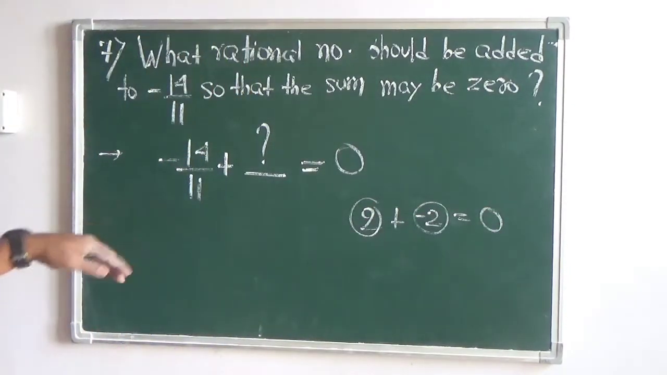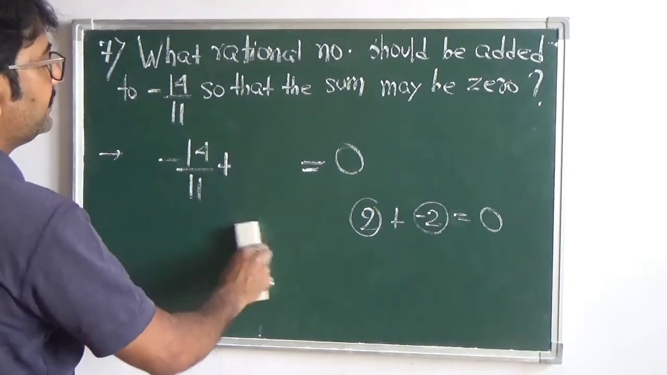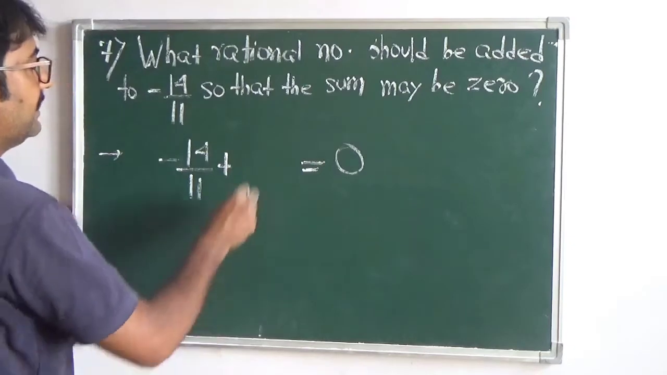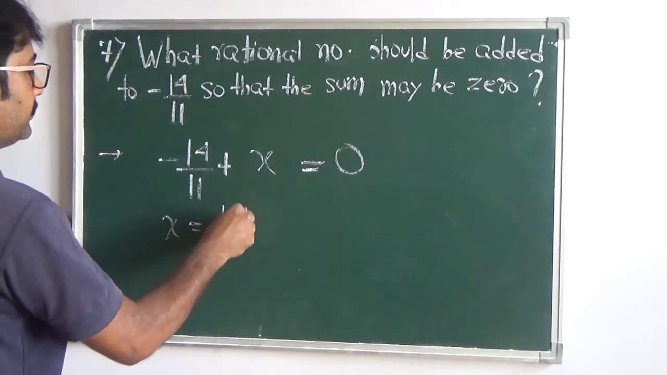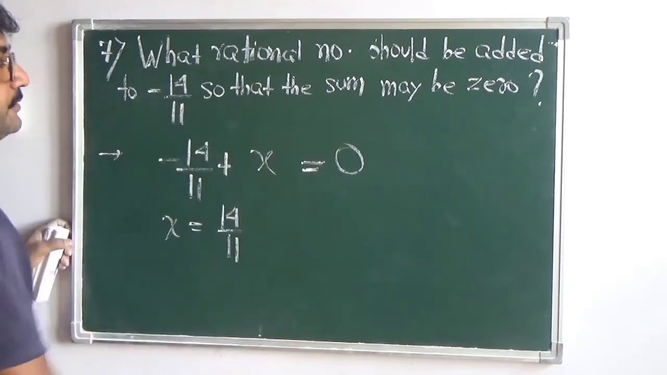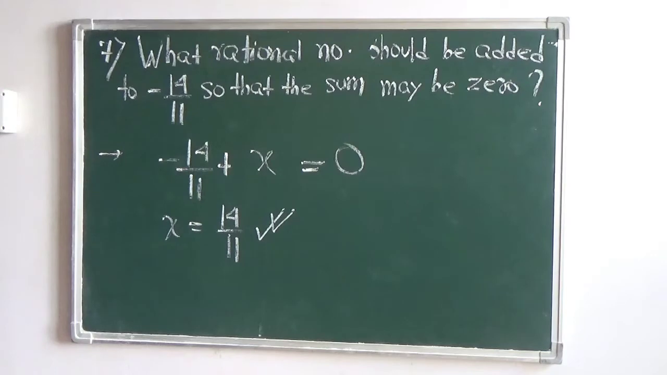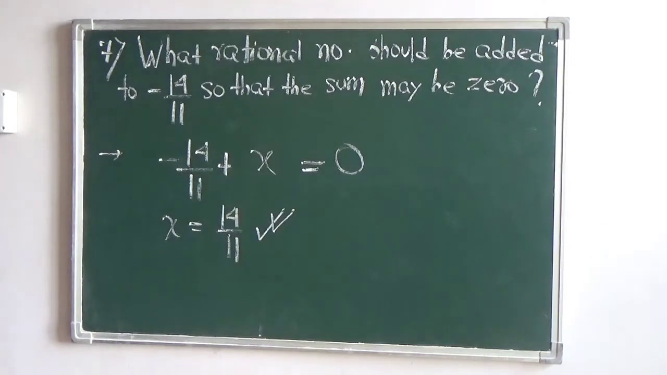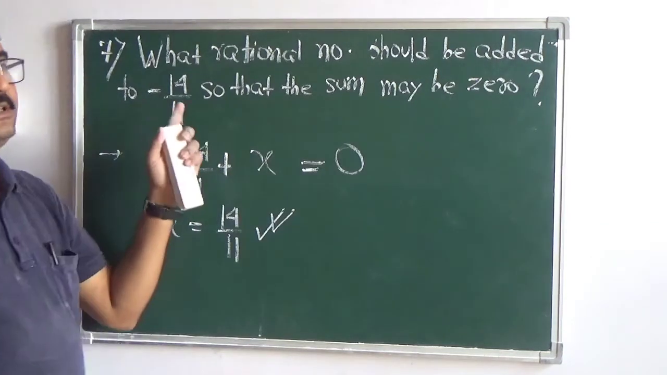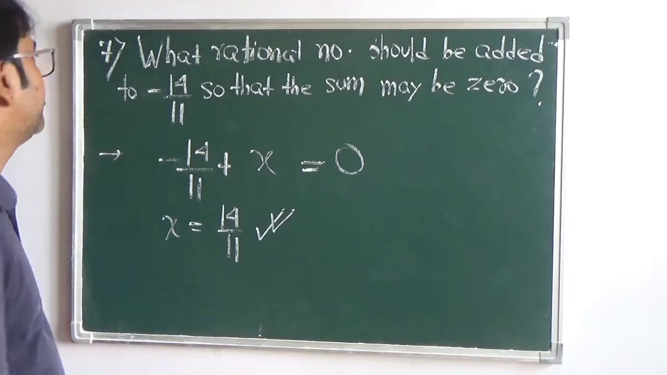So let me take it in the form of an equation. Let it be x, so x is equal to 14 by 11. This will be shifted to the other side. So 14 by 11 is the number which is to be added to minus 14 by 11, so that the final answer is 0. So always remember, if you add a number to its additive inverse, the final result will be 0.